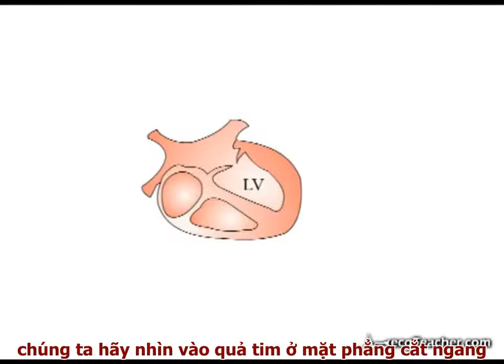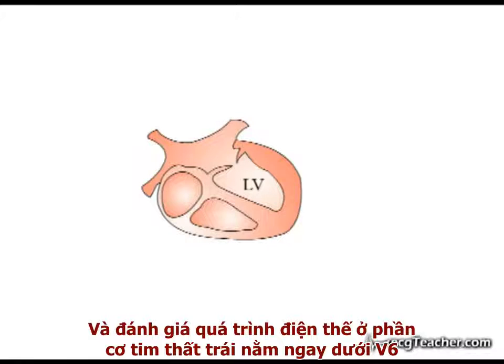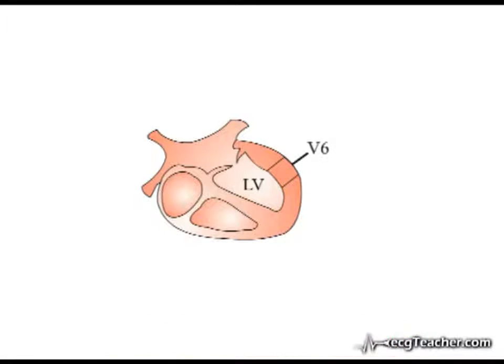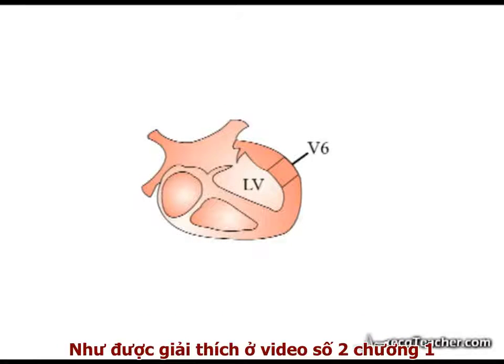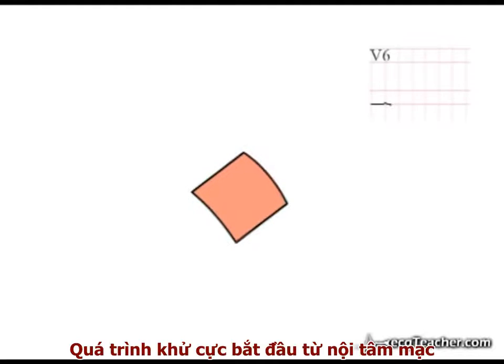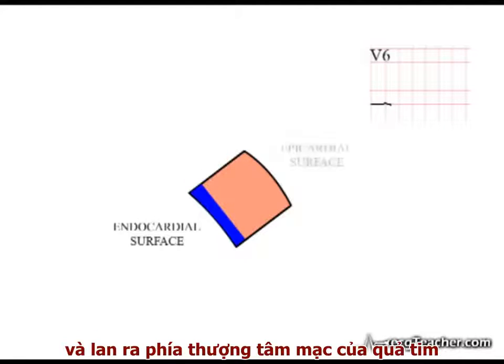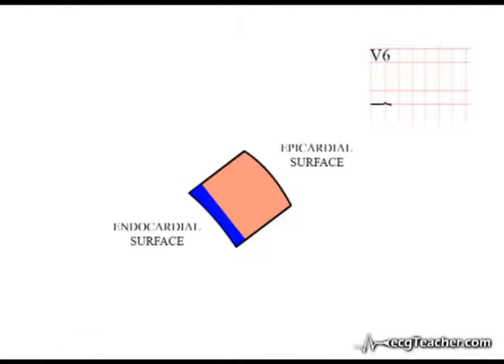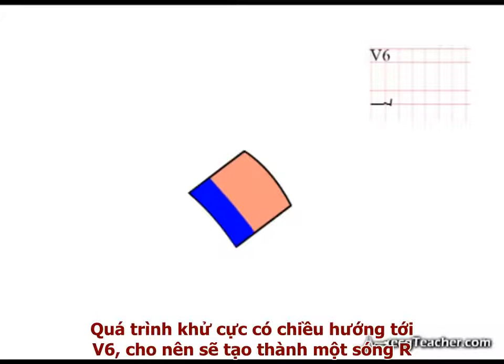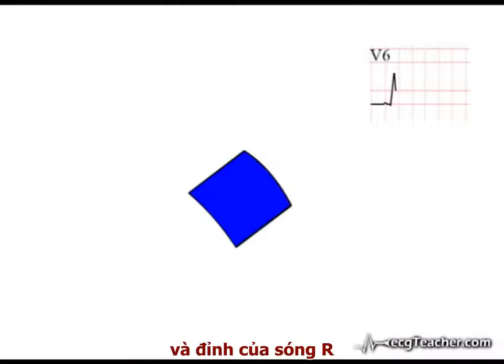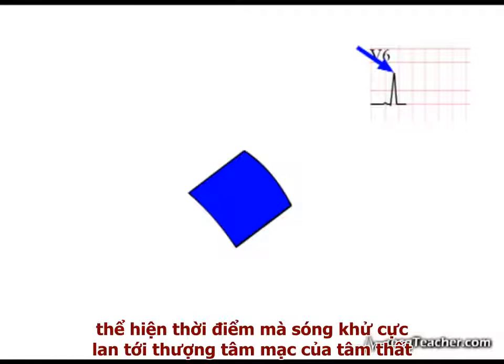To do this, we will look at the heart in horizontal section and examine electrical events in that portion of left ventricular myocardium lying directly under lead V6. As explained in video 2 of section 1, depolarization begins in the endocardium and spreads outwards to the epicardial surface of the heart. Depolarization moving towards V6 produces an R wave, and the peak of the R wave represents the moment when the depolarizing wave has reached the epicardial surface of the ventricle.